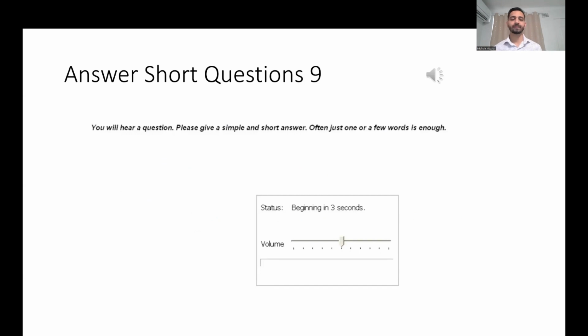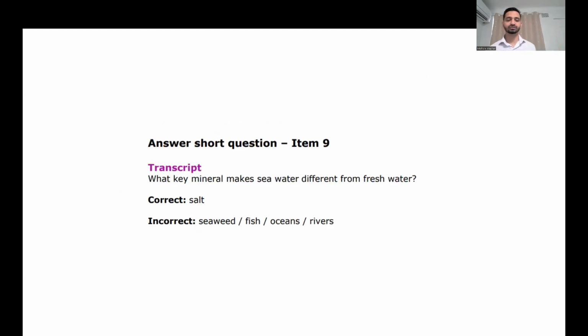What key mineral makes seawater different from fresh water? So the key word here is mineral. Seawater is salty, isn't it? The mineral that makes it different from freshwater, the reason why you can't really drink seawater, is obviously that it's salty. It's the salt. That's what is different, right?